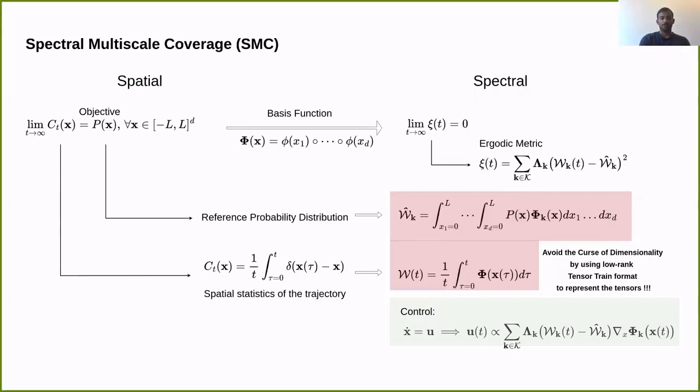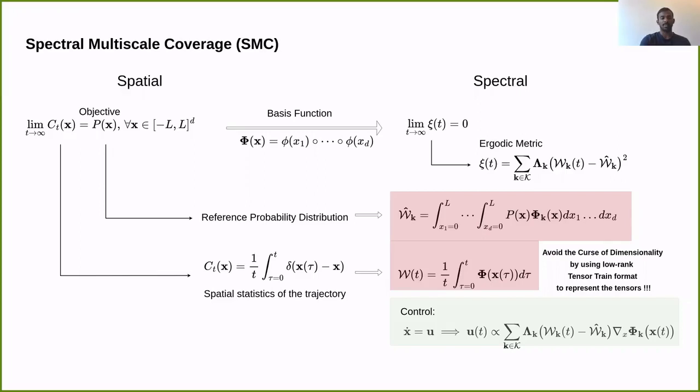One of the popular approaches to obtain ergodic control is the spectral multiscale coverage algorithm. Recall that the goal of ergodic exploration is that the time average statistics of the trajectory of the robot matches the reference probability distribution. In the frequency domain, this corresponds to minimizing the difference between the Fourier series coefficients of the reference distribution and the trajectory of the robot, which is evolving over time. This difference is quantified by a metric called the ergodicity metric. Given the system dynamics, a spectral analysis yields a controller that minimizes this objective.